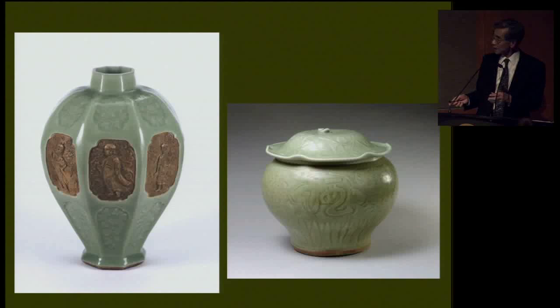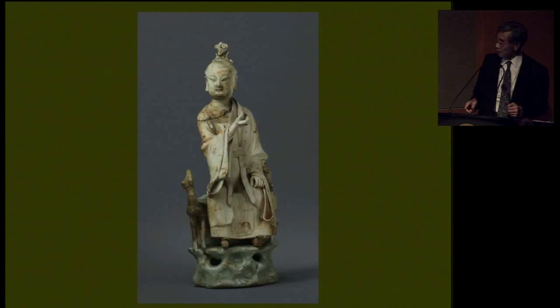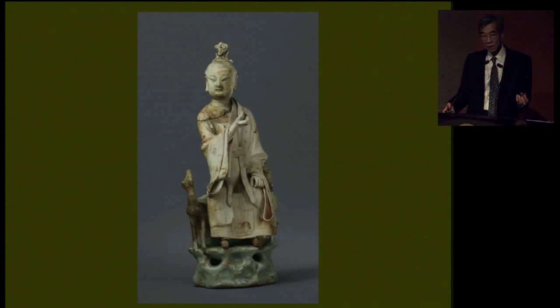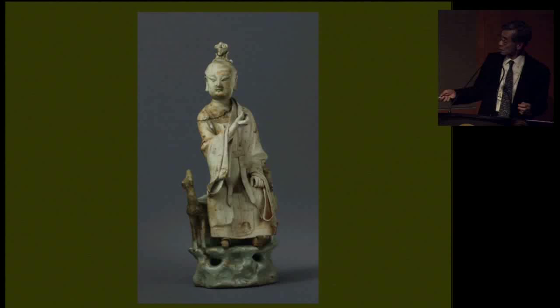So you can imitate a metal shape. And so there are two influences from the north. One is gold and silver forms, and also the relief decoration. And then, of course, also for the first time in South China, you have sculpture in the round. This is another Taoist figure.